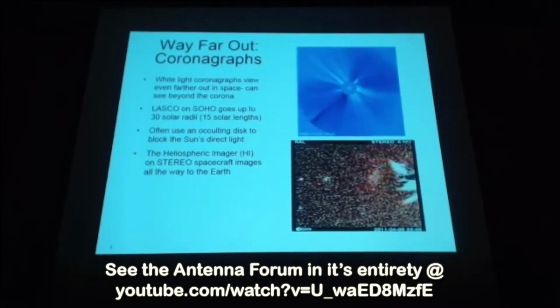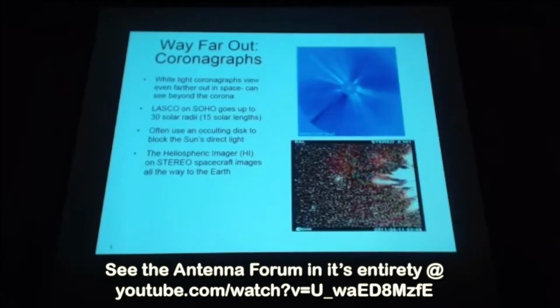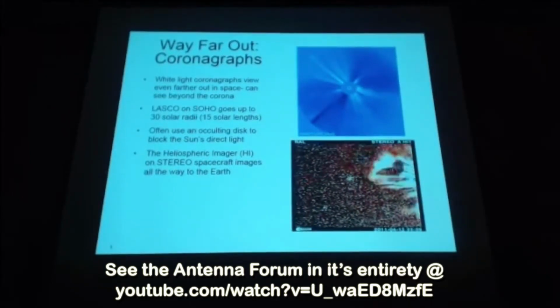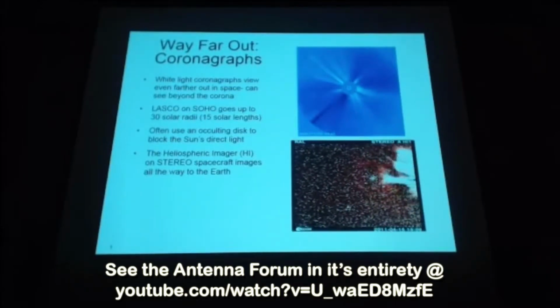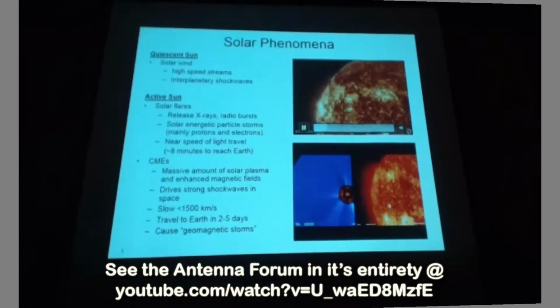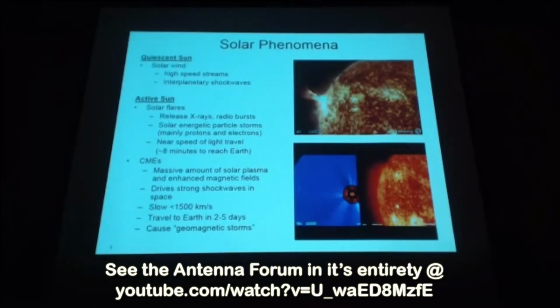This is called the heliospheric imager, or HI. And so you're seeing all of this wispy stuff. These are coronal mass ejections. These are solar storms that are being blown off. Okay, so you'll see a solar flare along with a coronal mass ejection, boom, right there, and then you see this nice jet of plasma that comes out.